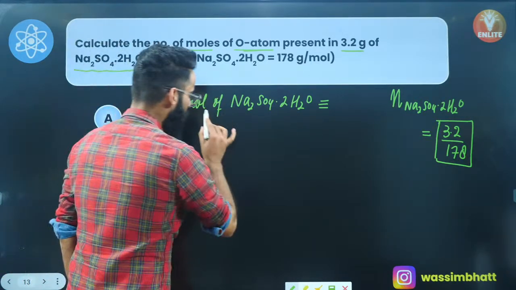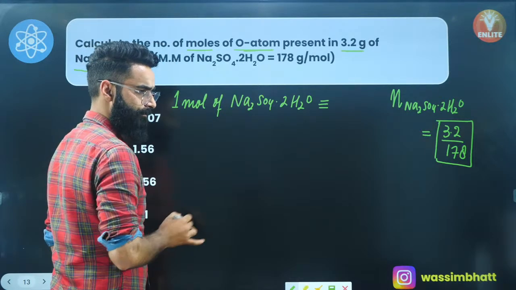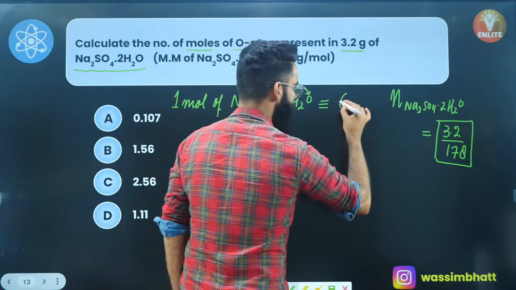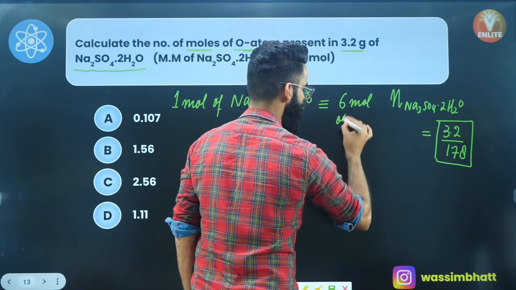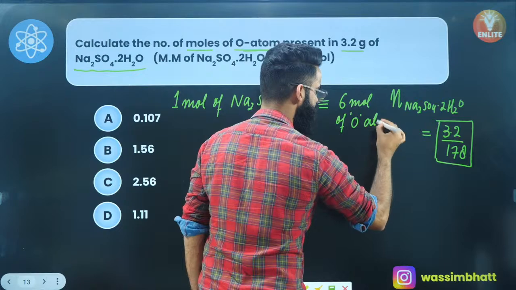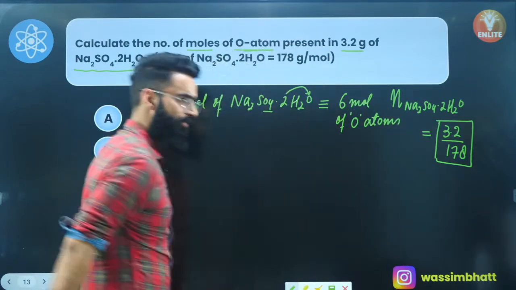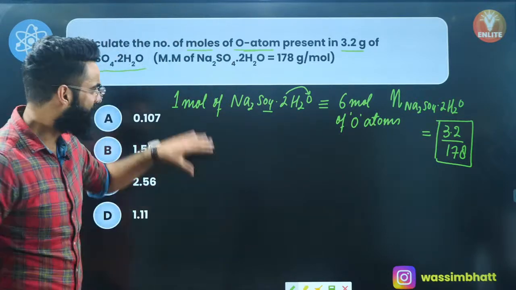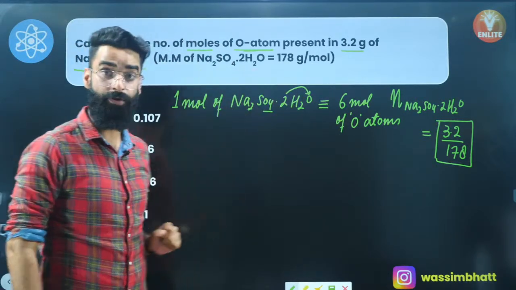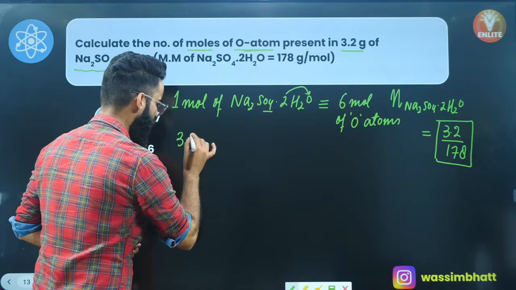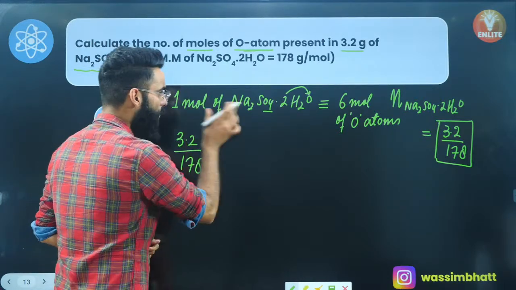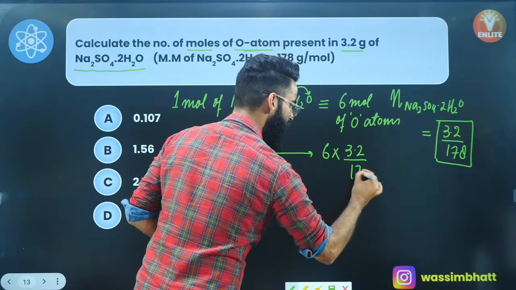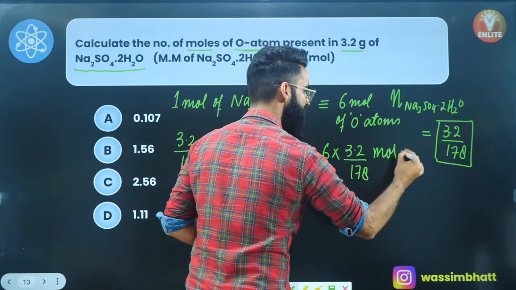Okay. 1 mole of Na2SO4.2H2O. So it's going to be 4 plus 2, which comes out to be 6. So it contains 6 moles of oxygen atoms. 1 mole of Na2SO4.2H2O contains 6 moles of oxygen atoms. So if 1 mole of this substance contains 6 moles of oxygen atoms, can I say 3.2 divided by 178 moles of this substance will contain 6 multiplied by 3.2 divided by 178 moles of oxygen atoms?